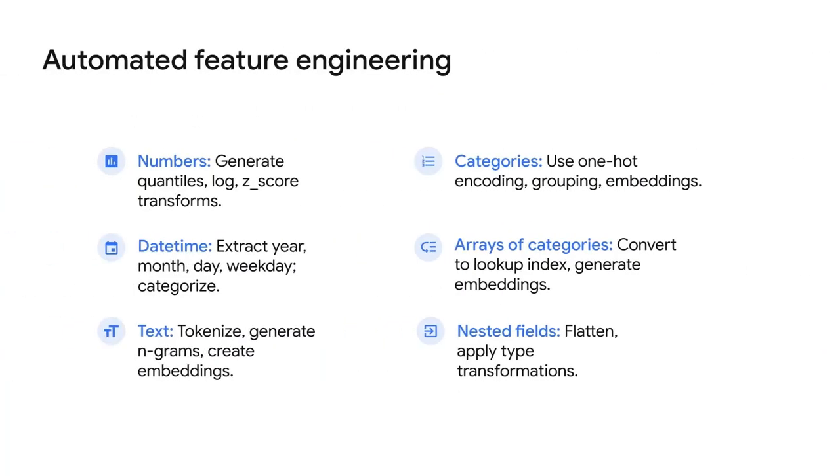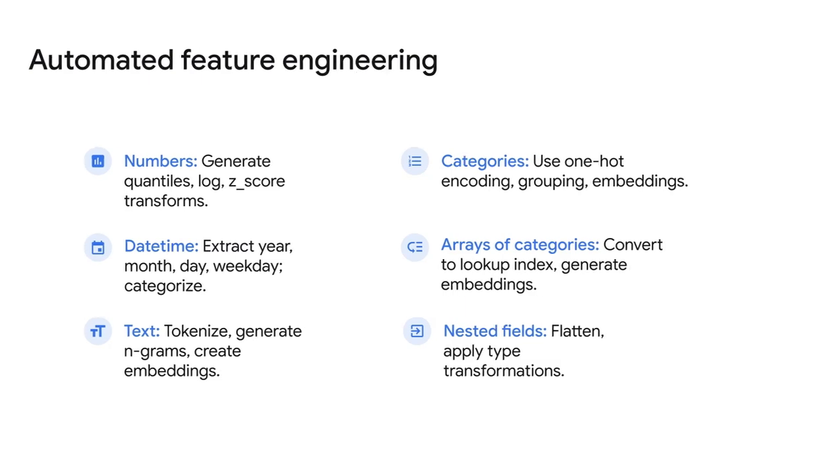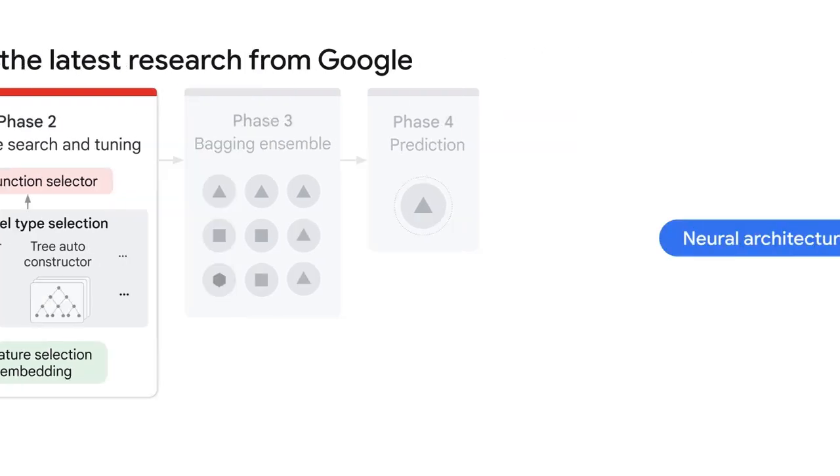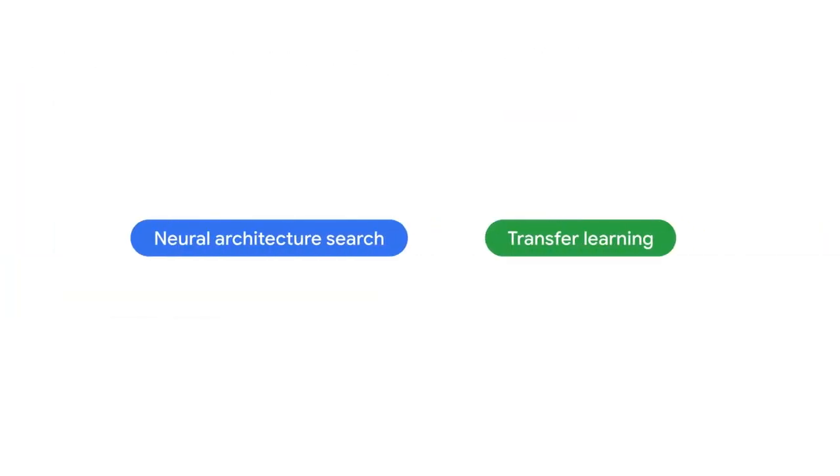For example, it can convert numbers, datetime, text, categories, arrays of categories, and nested fields into a certain format of data so that it can be fed into an ML model. Phase 2 includes searching the best models and tuning the parameters. 2 critical technologies support this auto search. The first is called Neural Architecture Search, which helps search the best models and tune the parameters automatically. And the second is called Transfer Learning, which helps speed the searching by using pre-trained models.